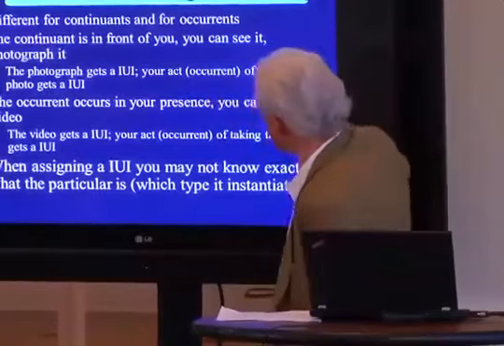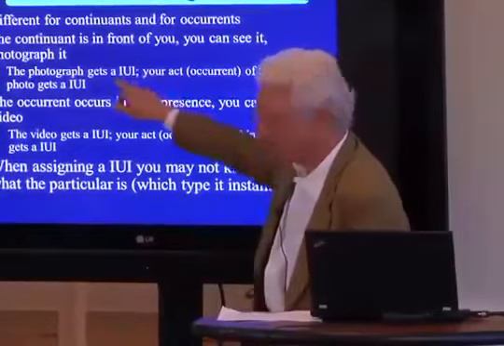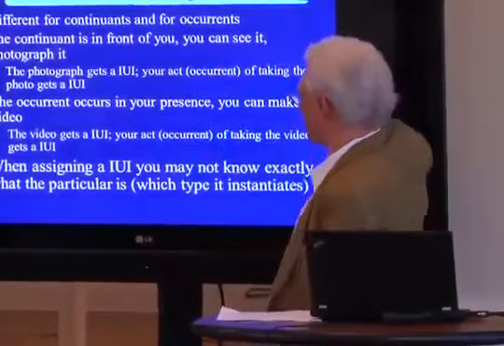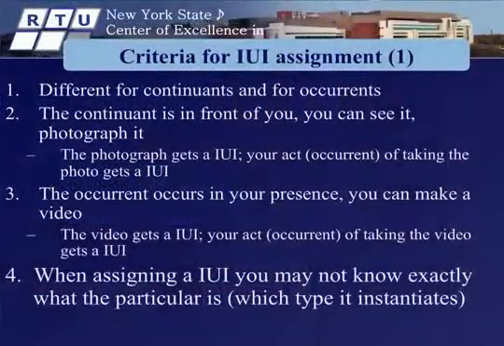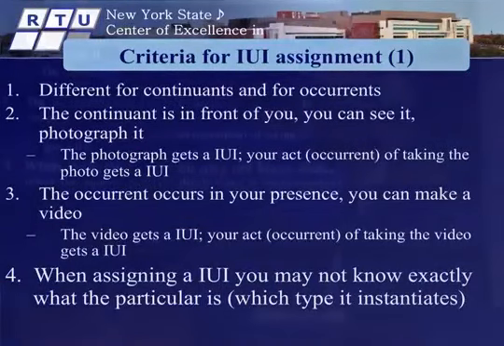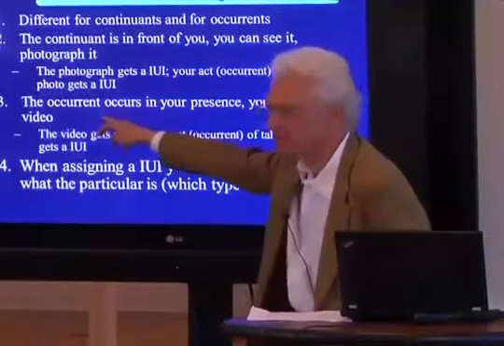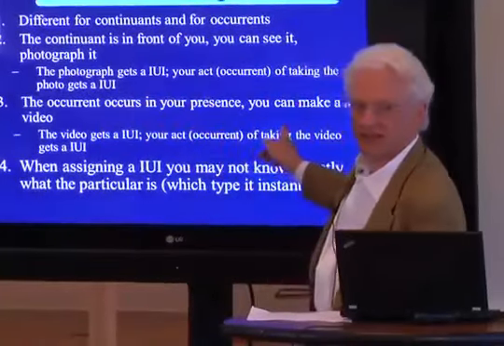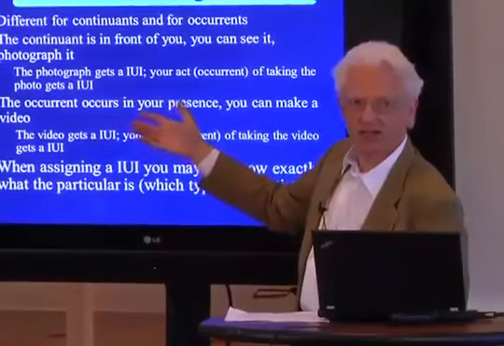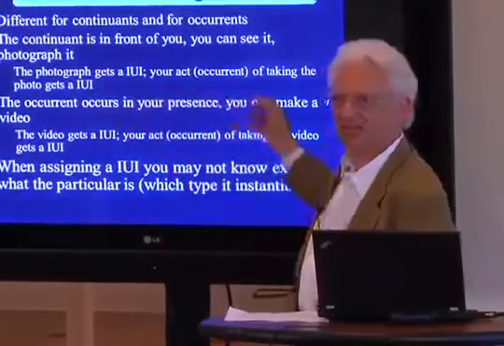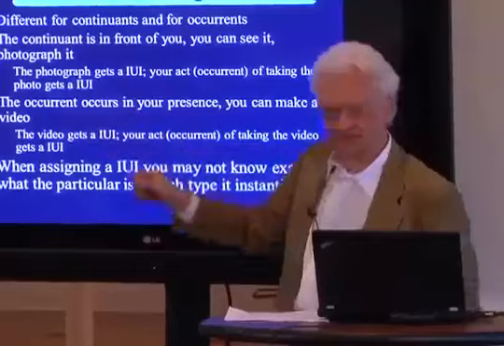And you can also assign a UI, of course, to the act of you taking the photograph. The occurrent occurs in your presence, and if you're lucky, you can make a video, and the video would then get a UI, and your act of taking the video would get a UI. So you would have four things: the occurrent itself. The video survives because the video is a continuant, and so it sticks around, and you can use the video as a way of.